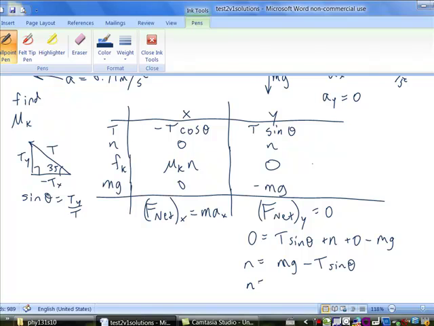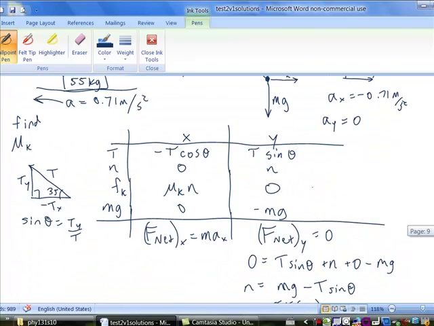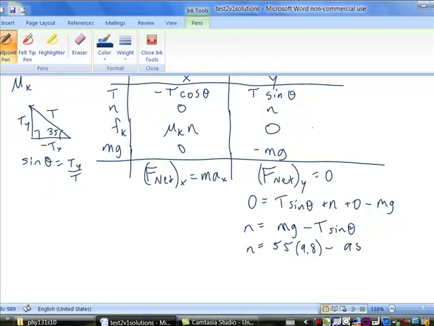If I plug that into my calculator, actually, I get 55 kilograms times 9.8 minus, the tension was 95 newtons, 95 times sine of 35. I actually get 484.5 newtons. So that's our normal force.